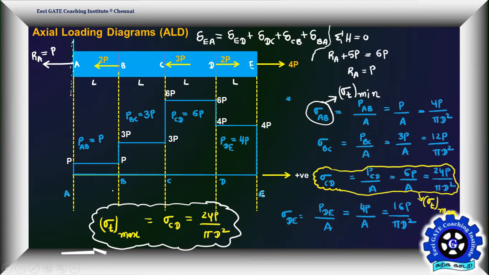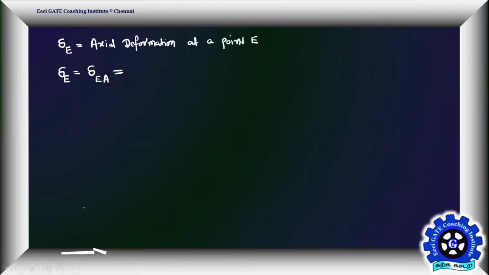Now, what is the deformation in the member AB? What is the axial deformation in the member CB? The axial deformation in the member DC. Okay. Understood now? Understood or not? Yes, sir. Now tell me the expression: delta ED, delta DC, delta CB, delta BA.